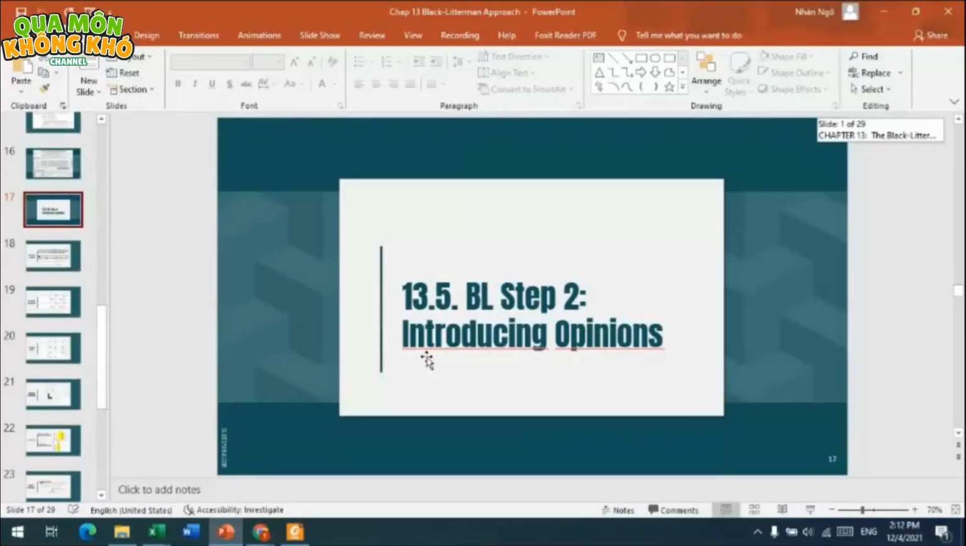Good afternoon, teacher and everyone. So today I will continue the Kanban part to introduce you to Black-Litterman step number 2, in which we will incorporate multiple opinions from the investor.